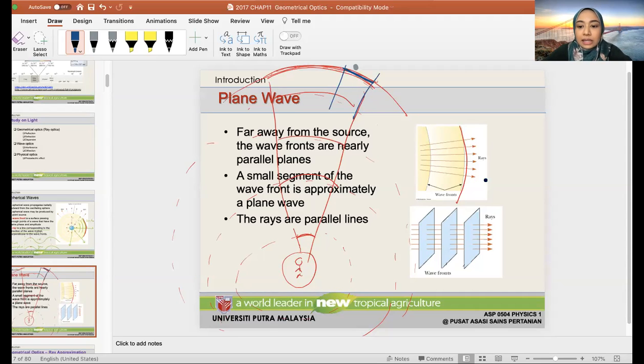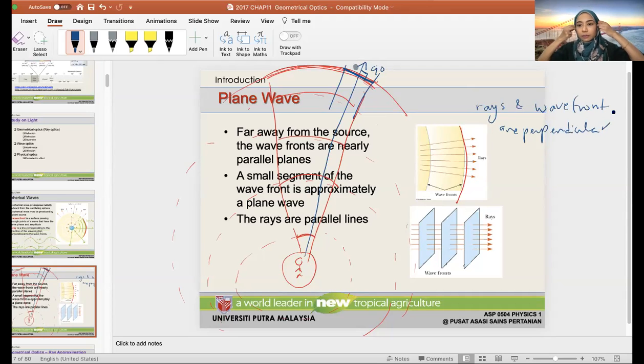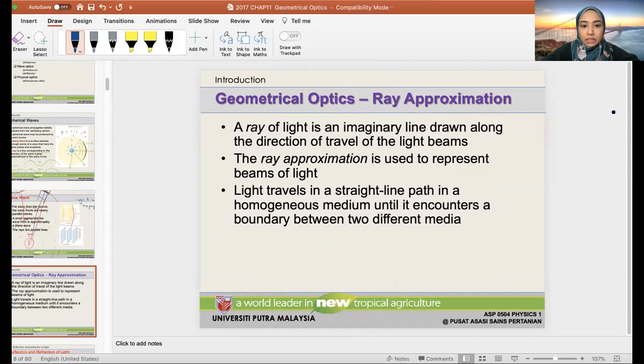Okay, so that straight line is perpendicular to my ray. My ray is the propagation of the light. So here it is 90 degrees. So rays and wavefront are perpendicular to each other. Okay, so they are perpendicular. All right. Okay, so that was the explanation. Ray of light is imaginary light. Okay, you know this already.